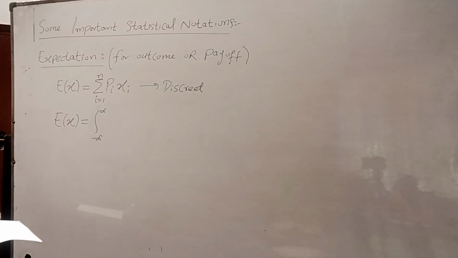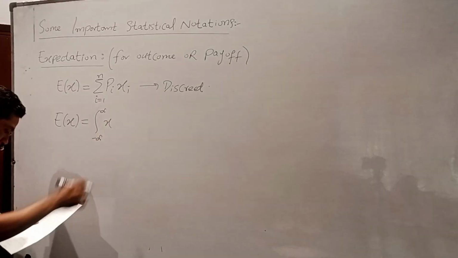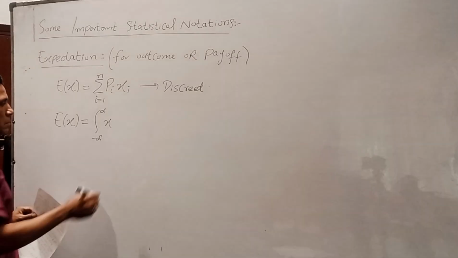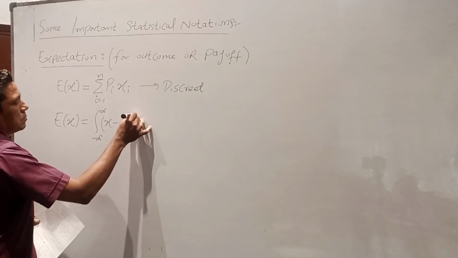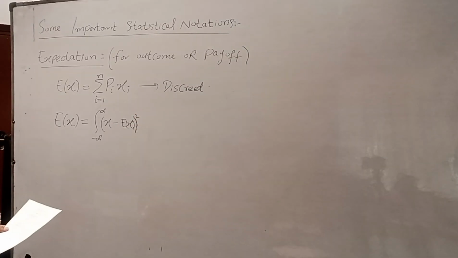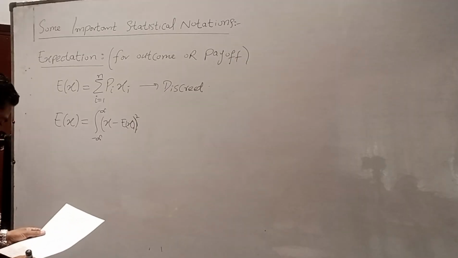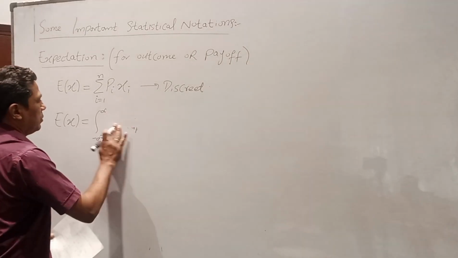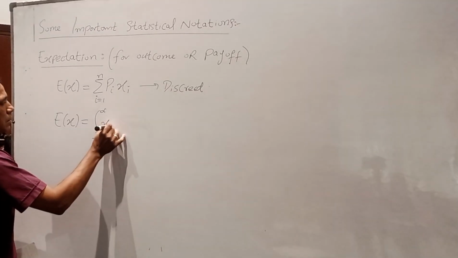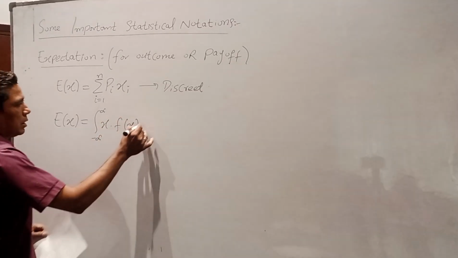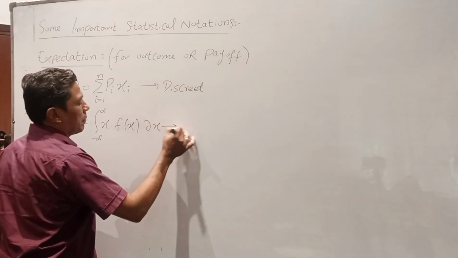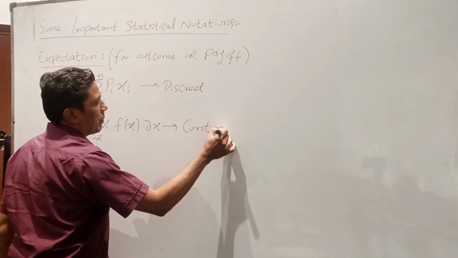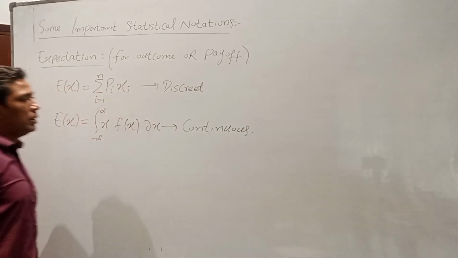So that is the expected value, and the variance, x, fx and dx. Okay, so that is the case of continuous.